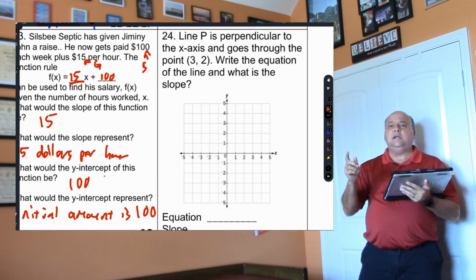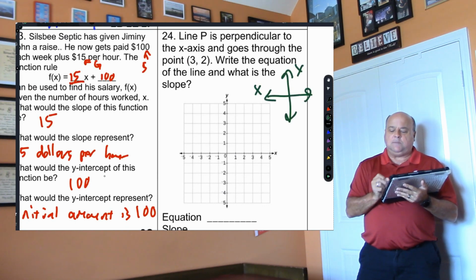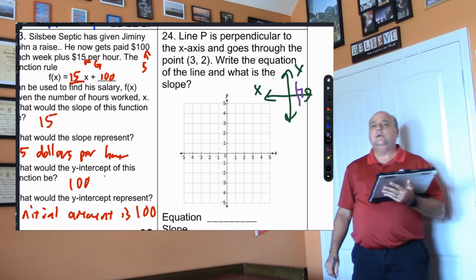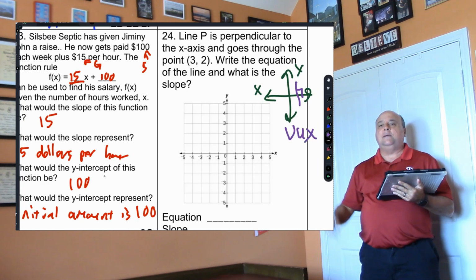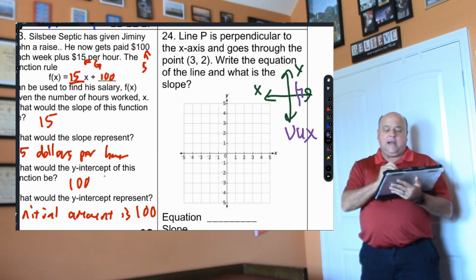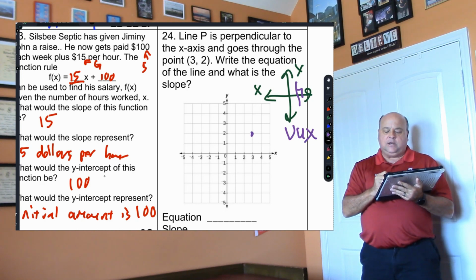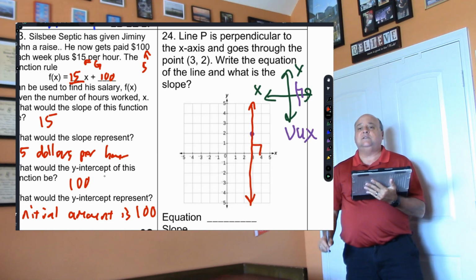Okay, let's go to the next one. Line P is perpendicular to the x-axis, so let's draw this. If I have an xy axis, this is my x, this is my y, perpendicular to the x has to do this. So I got a vertical line, I'm going to write down VUX. So I'm going to have an x equal line, undefined slope, a vertical line. And it goes through 3, 2. 3, 2 is right here. I need a vertical line, and that line is going to be perpendicular to the x-axis.